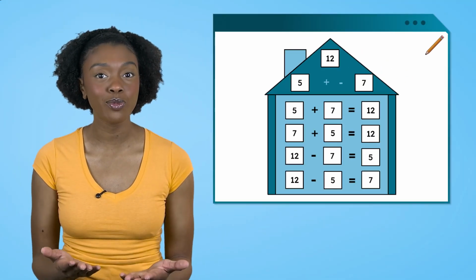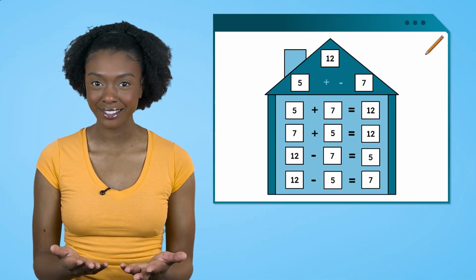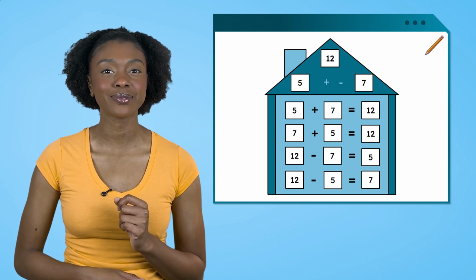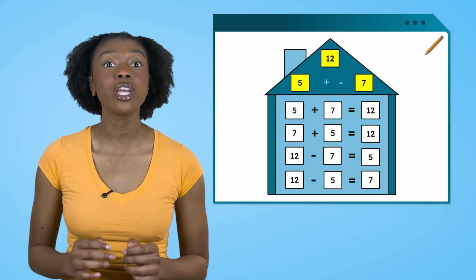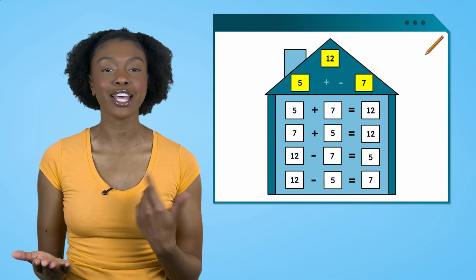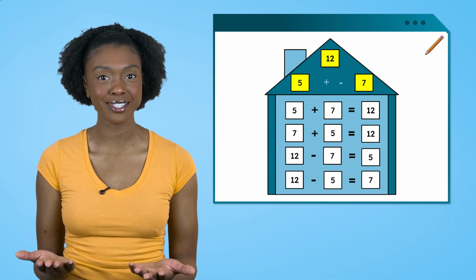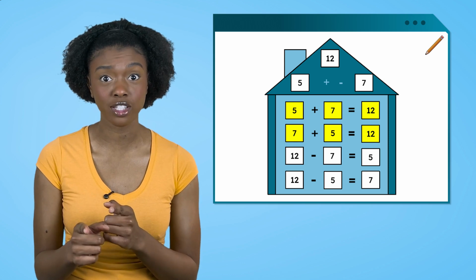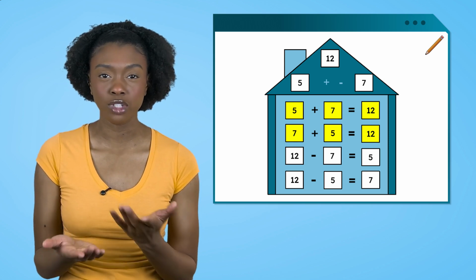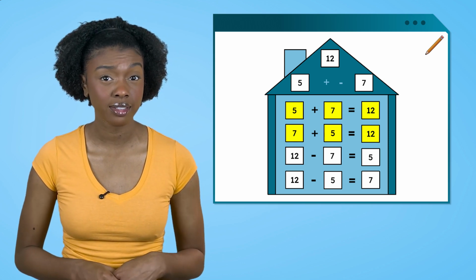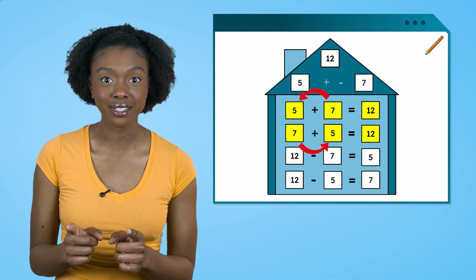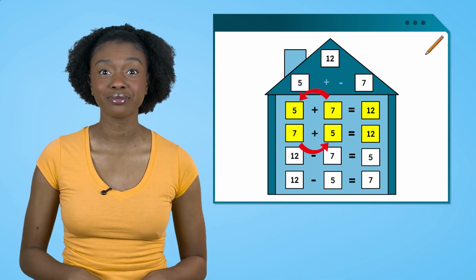Do you remember when we learned about fact families? A fact family is a set of 3 related numbers. With these 3 numbers, we can create 2 addition problems and 2 subtraction problems. Now look closely at these 2 addition facts from the fact family. Do you notice anything interesting? That's right. They use the same numbers, just in a different order.